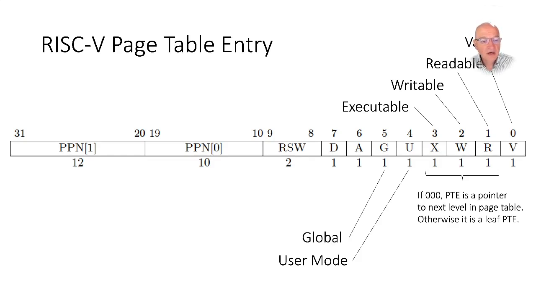And then I have a global bit. A global page is a page that can be accessed by any program in the system, and it can be used for global constants or different information that should be available to all programs in the system. Then I have an accessed bit that tells me whether this page has been read, written, or executed since the last time that it was brought into the memory. And then I have a dirty bit that indicates whether this page has been written.